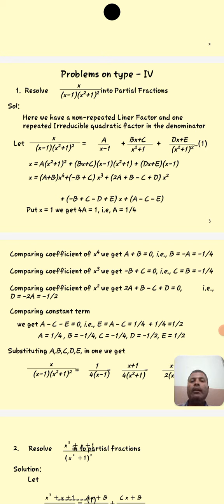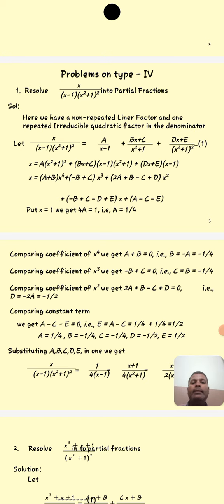Here we have a non-repeated linear factor and one repeated irreducible quadratic factor in the denominator. You observe here, x minus 1 is a non-repeated linear factor, and x square plus 1 is the irreducible quadratic factor, but here it is repeated. How many times repeated? 2 times. So x square plus 1 whole square is there. So this is called a repeated irreducible quadratic factor.